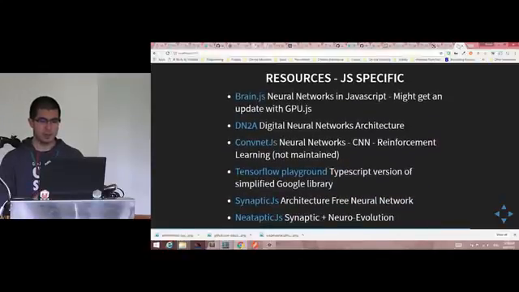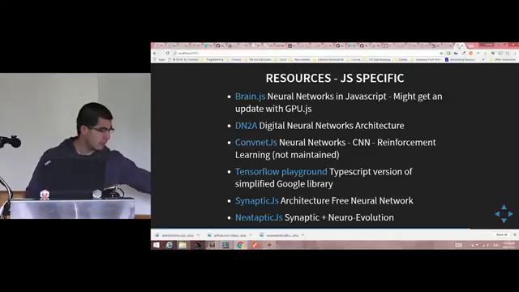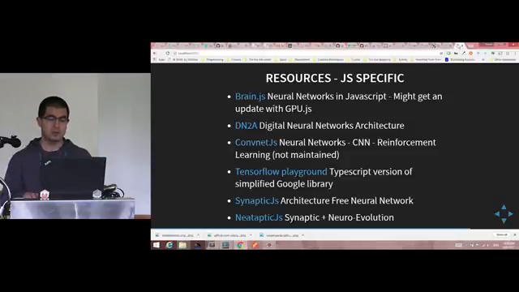So libraries, and if you are more interested, you can get involved at different levels. Maybe some like to go into the lower level, so the matrix and vector calculations, or you can go higher level and talk about different types of architecture. And ConvNet.js, and more recently this one, NeatHaptic, which tries to do neuroevolution.